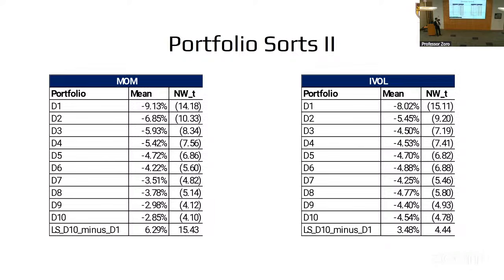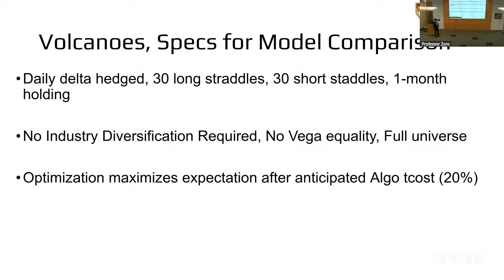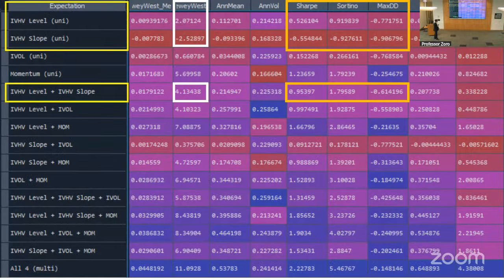Momentum, affectionately called MOM, shout out MOM. Idiosyncratic volatility, I've got that as I-vol. Check out that nice monotonic portfolio sort on both these guys. That's going to be essential. Everything after this slide is going to be after transaction costs. It's going to be 30 longs, 30 shorts, that 1 month holding we've discussed. Everything's daily delta hedged. We're not going to enforce any additional constraints.